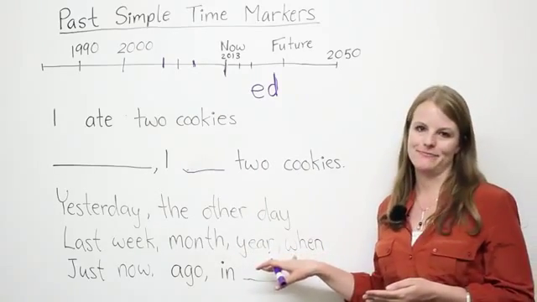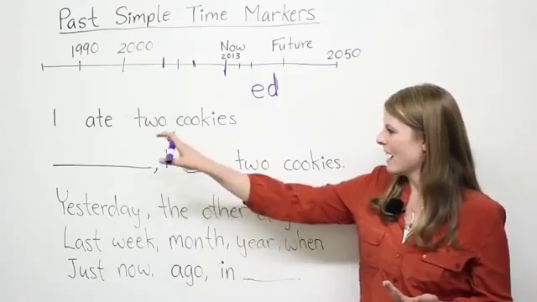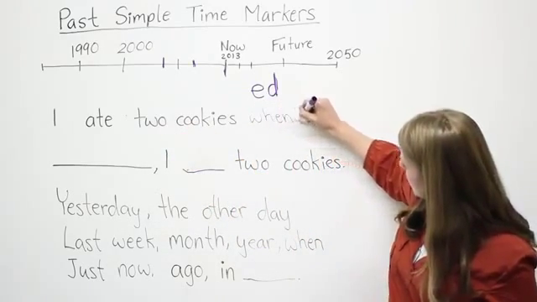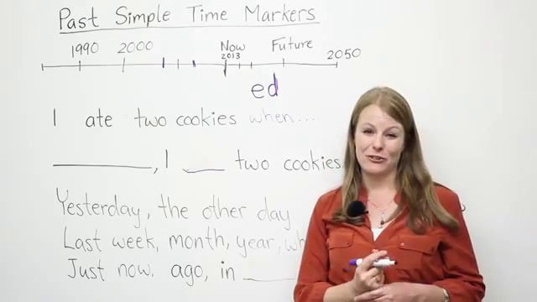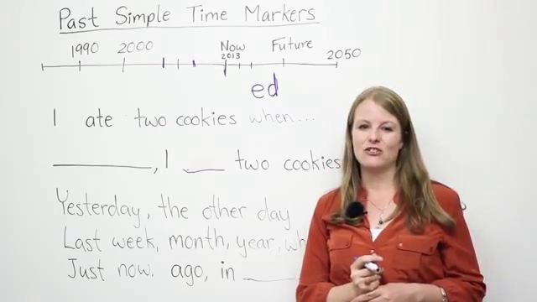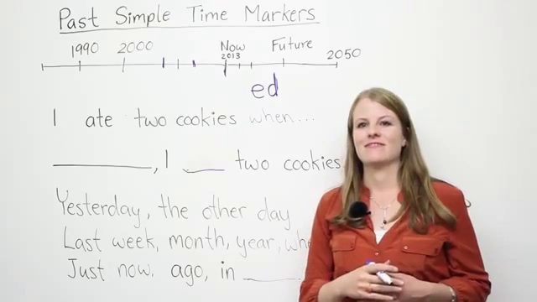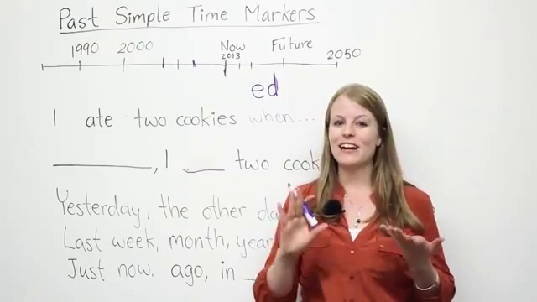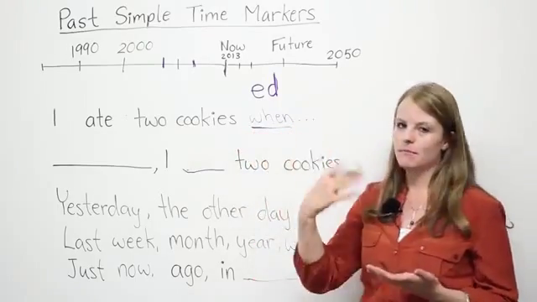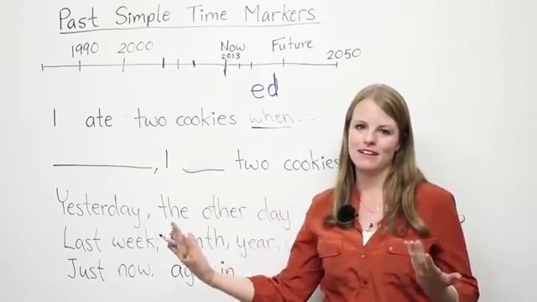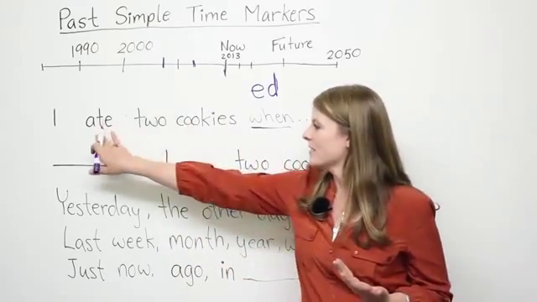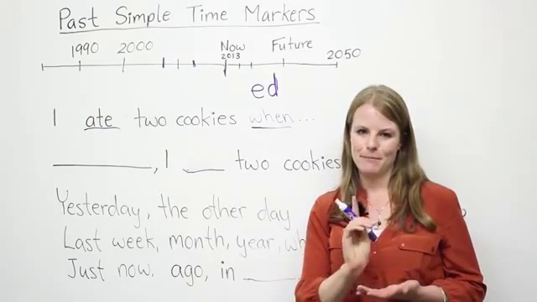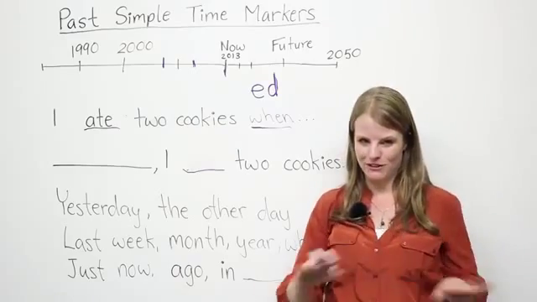Now we have when here. What do I mean by when? I ate 2 cookies when I was 8 years old. I ate 2 cookies when I broke up with my boyfriend. Okay? So when you see when, blah, blah, blah, when I, blah, blah, blah, this is a clue. What should it be? Simple past or past simple, not present perfect.